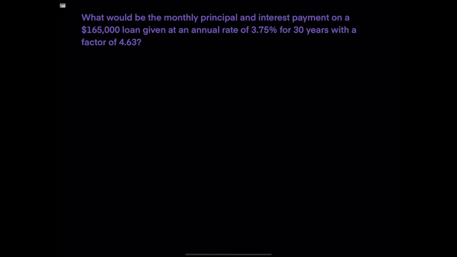What would be the monthly principal and interest payment on a $165,000 loan given at an annual rate of 3.75% for 30 years with a factor of 4.63? To do this problem, let's start how we often start, which is make a T-bar.